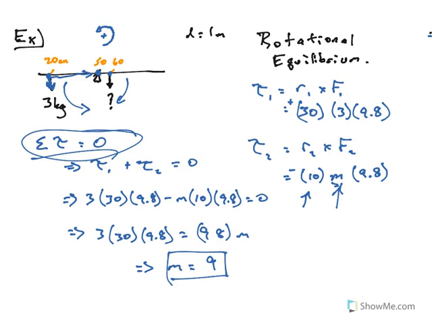But for now, the important thing to take away, torque, R cross F. R is the distance from the point of rotation to the force. F is, of course, the force, but it's the amount of force perpendicular to the distance. That's the key. So with that, I wish you luck.